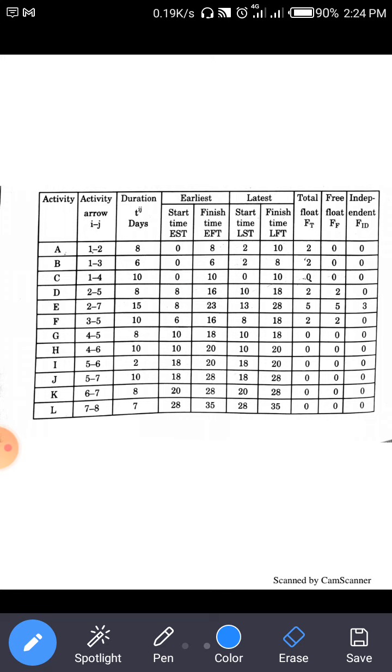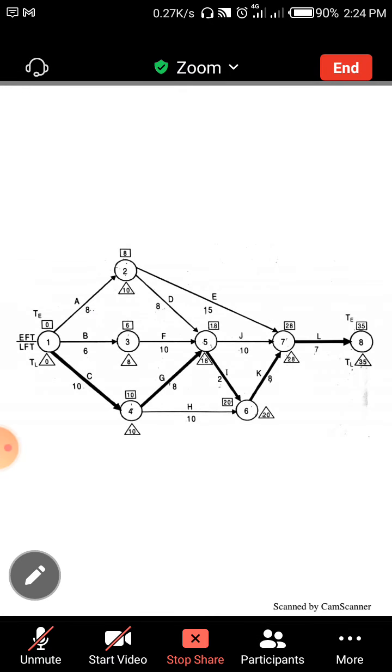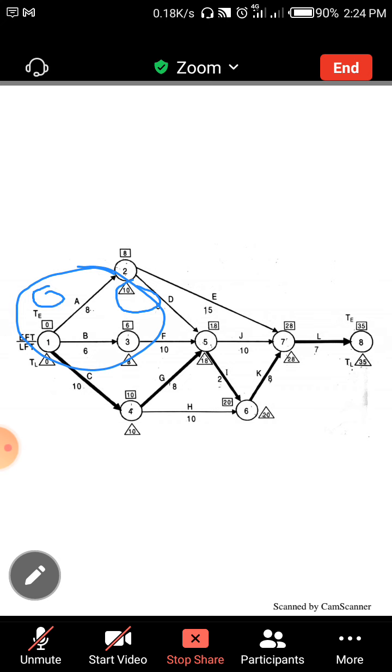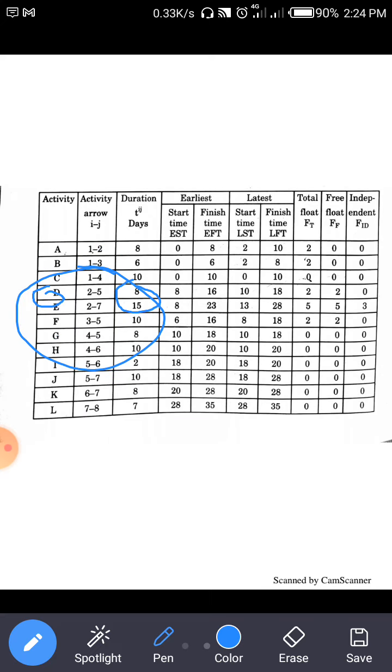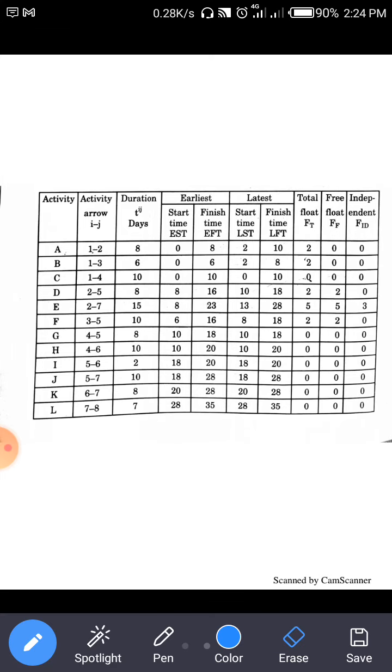Similarly for activity 1 2 3, earliest starting time is 0, earliest finish time is 6. So we write it here: earliest starting time 0 and earliest finish time is 6 from the figure.